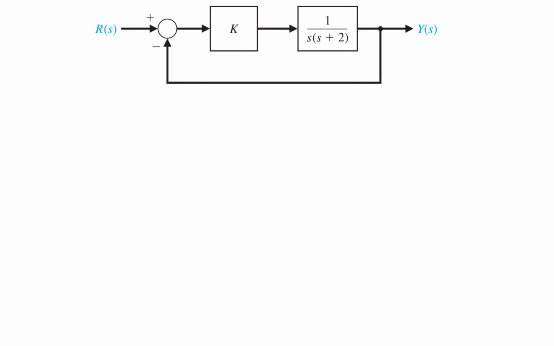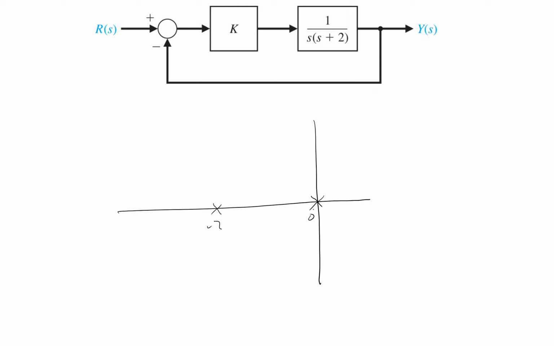So the first thing we're going to do is factor the plant, or the transfer function, into first and second order systems, which is already done for us in this case. Then we're going to plot the poles and zeros. In this case, we've got a pole at 0 and a pole at minus 2. That's all we have. We don't have any zeros.